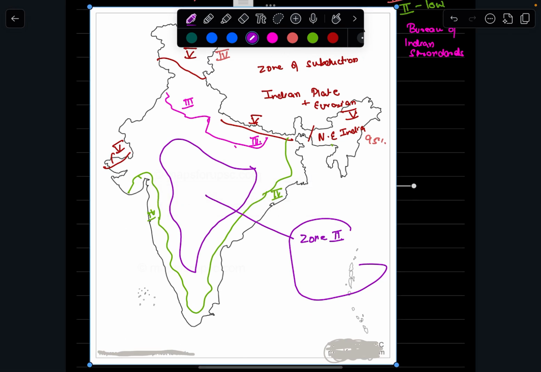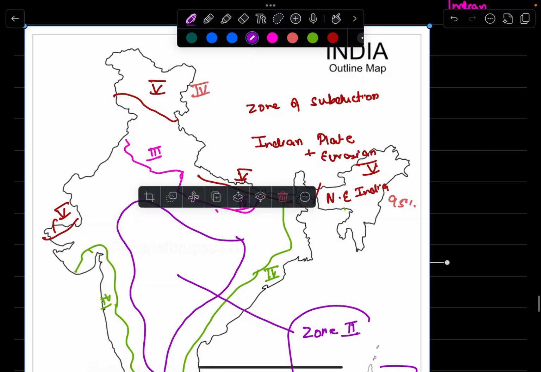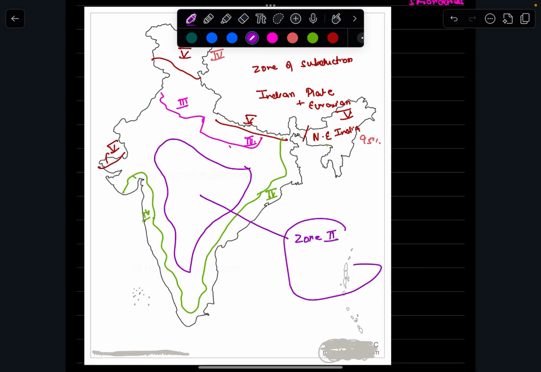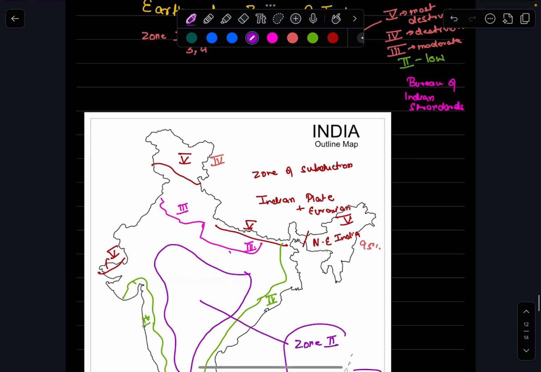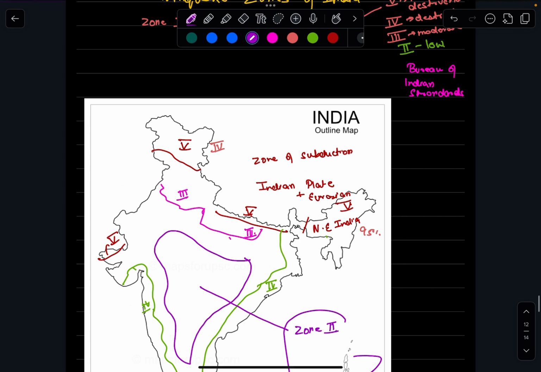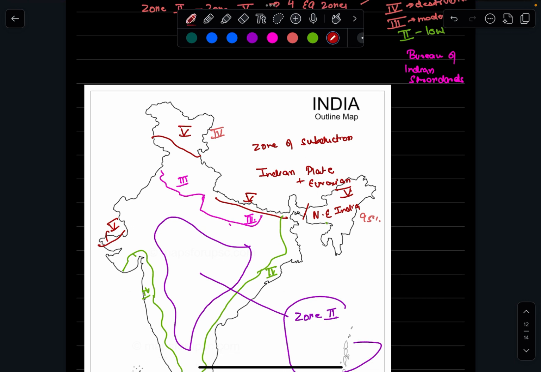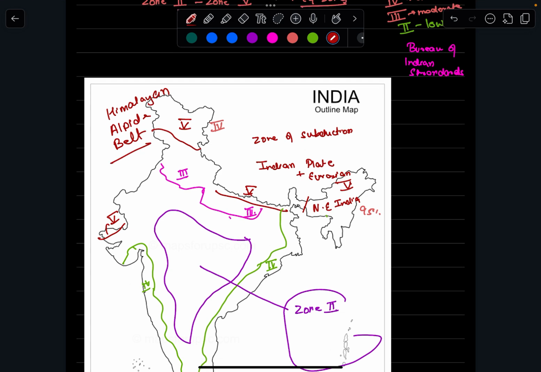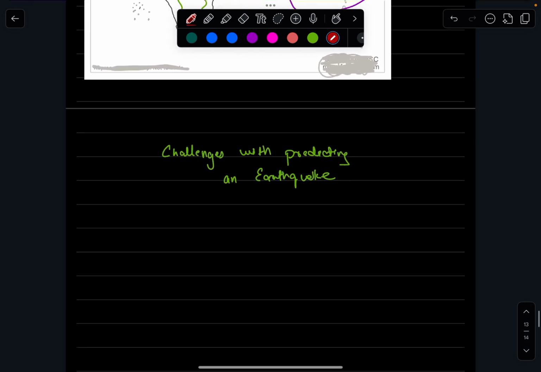Okay, so just keep in mind that most of the Himalayan region lies in the most seismically active zone because of the Indian plate and the Eurasian plate, and this also lies in the Himalayan alpine belt. We will discuss the Himalayan alpine belt as well. That is why this is the most seismically active area. Keep this in mind. What are the challenges with predicting earthquakes?